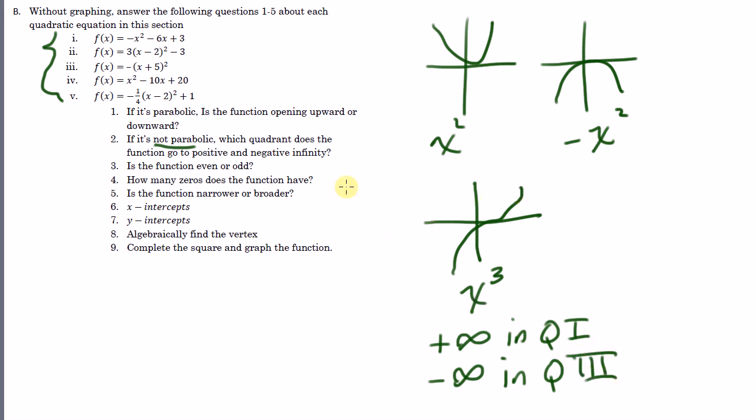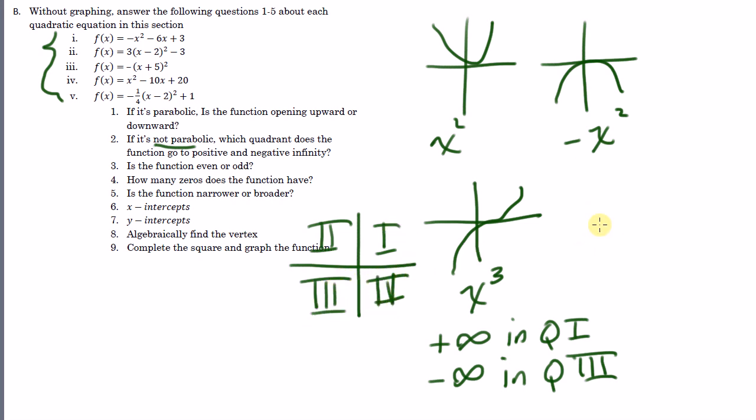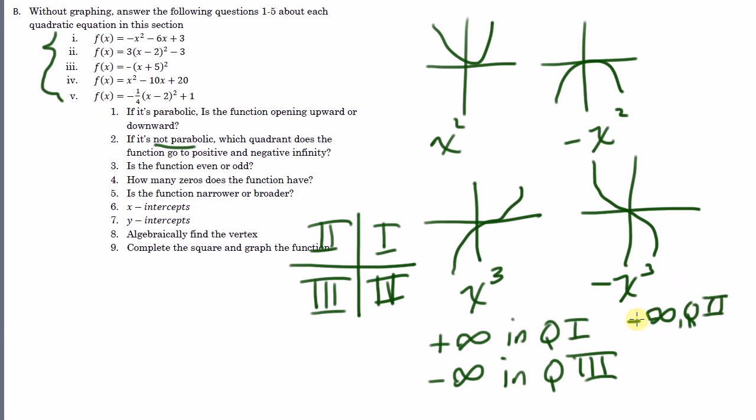Remember that if this is the only video you watched, I went over this in another video, but we have quadrants 1, 2, 3, and 4. And if it's the negative version of this, so negative x cubed, these are negative odd functions. I'm sorry, they go to negative infinity in quadrant 2, and they go to positive infinity in quadrant 4.